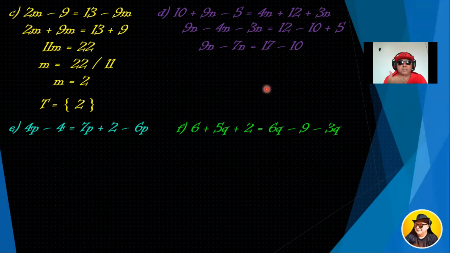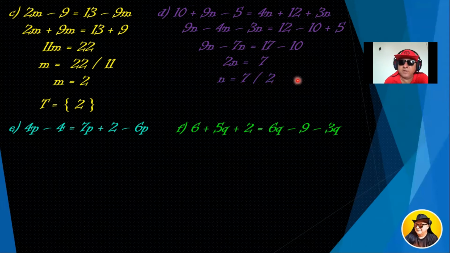So I have to subtract them and give the sign of the largest value. So 9n minus 7n gives us 2n, and 17 minus 10 gives us 7. So I will have 2n is 7. This number 2 here must go to the right side. So if it is multiplying, it goes dividing. See, n is 7 over 2.